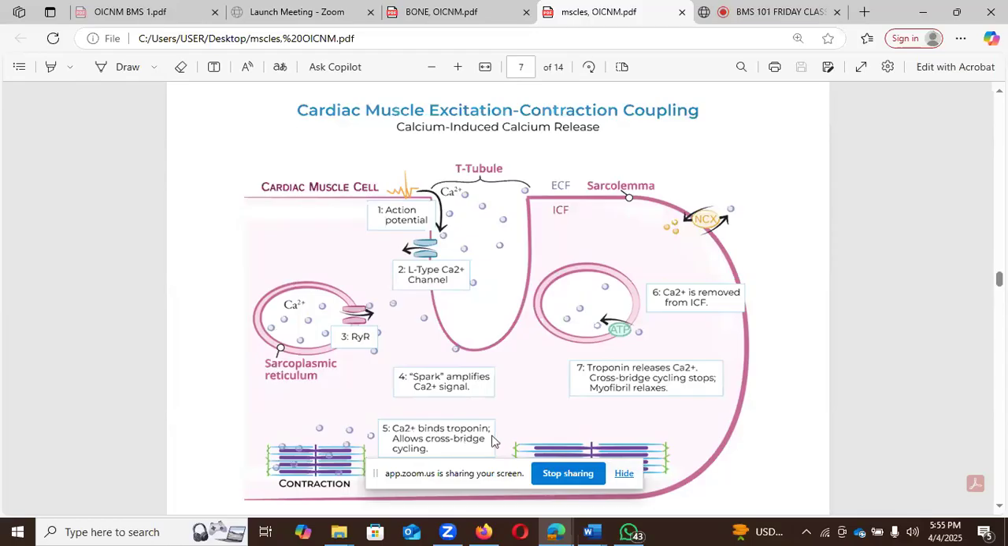Number five, calcium binds to troponin to form cross bridge. Number six, calcium is removed. This is contraction. After calcium binds to troponin, it will form cross bridge and cause contraction. But relaxation is brought about by removal of calcium, and troponin will release calcium, and cross bridge formation will cease, will stop. And the myofibril will what? Relax.